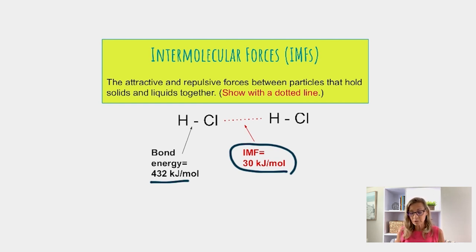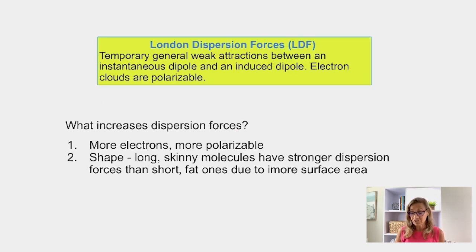Now, what those forces are has a whole lot to do with what types of atoms are bonded together. And you're going to learn how to predict what IMFs are present for any molecule or substance. So let's talk about the first one. The first one is London dispersion forces. We often call that dispersion.